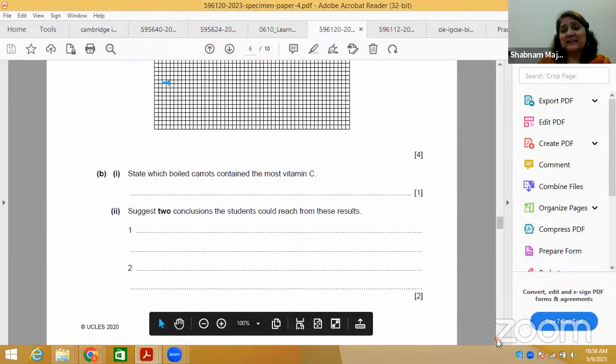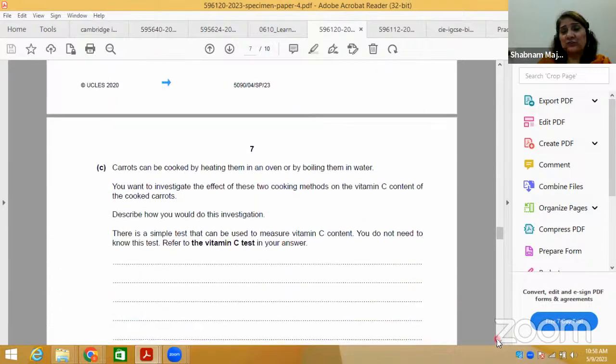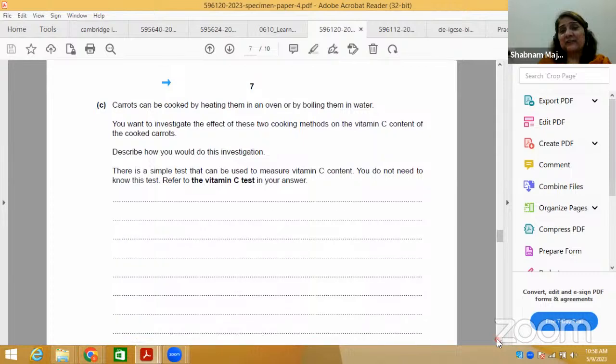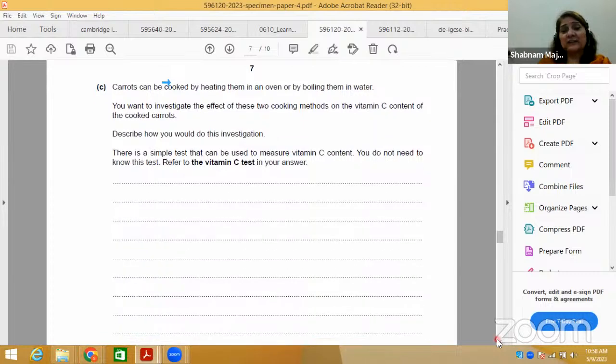Which boiled carrots contain the most vitamin C? State the conclusion drawn. After that, calculate. So what they are saying is, you want to investigate the effect of 2 cooking methods on the vitamin C content of the carrots.